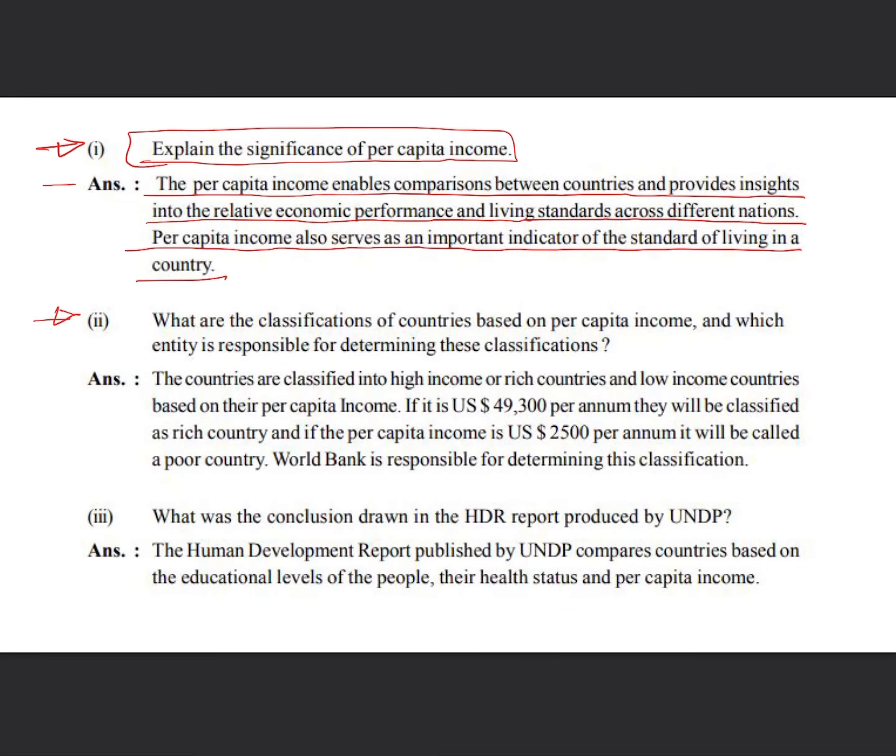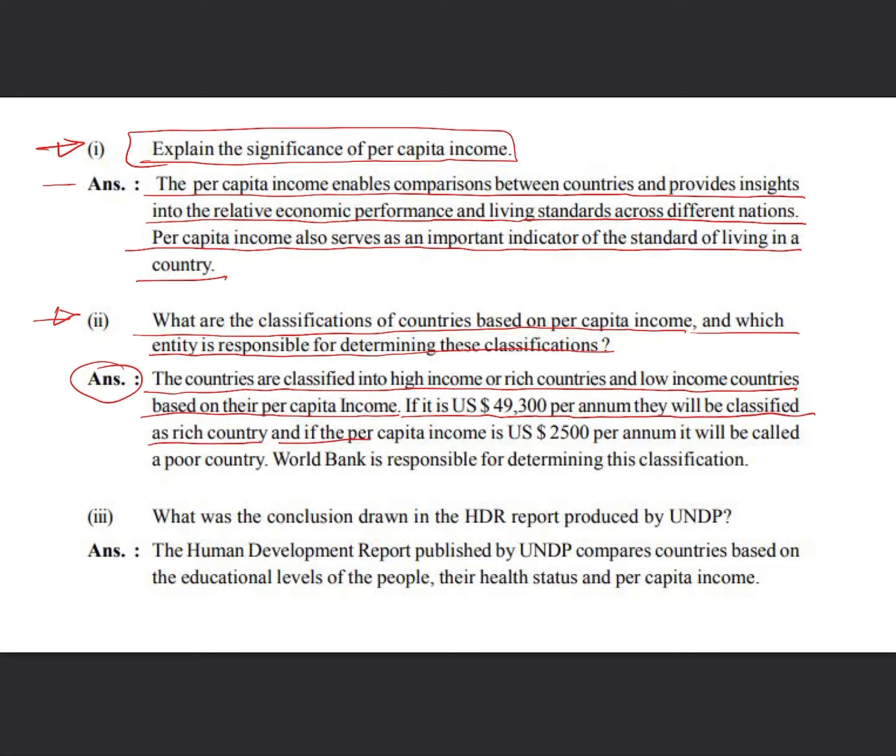Second question. What are the classifications of countries based on per capita income? And which entity is responsible for determining these classifications? Answer. The countries are classified into high income or rich countries and low income countries based on their per capita income. If it is US dollar 49,300 per annum, they will be classified as a rich country. And if per capita income is US dollar 2,500 per annum, it will be called a poor country. World Bank is responsible for determining this classification.